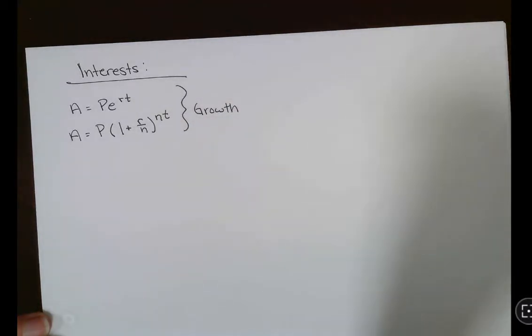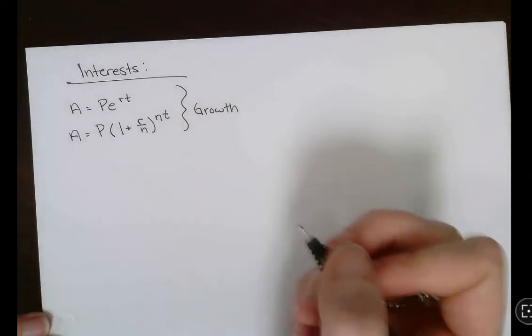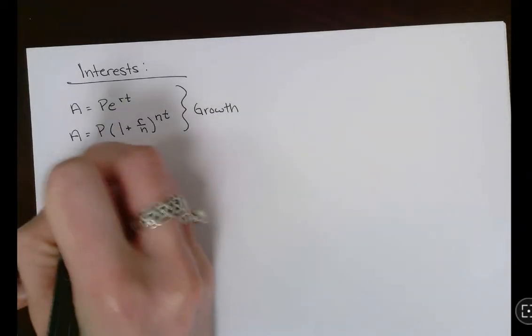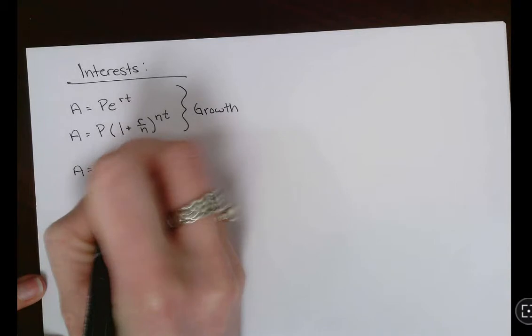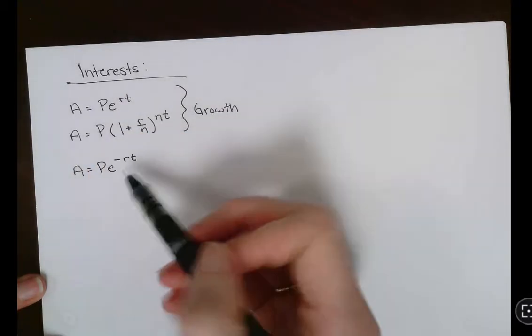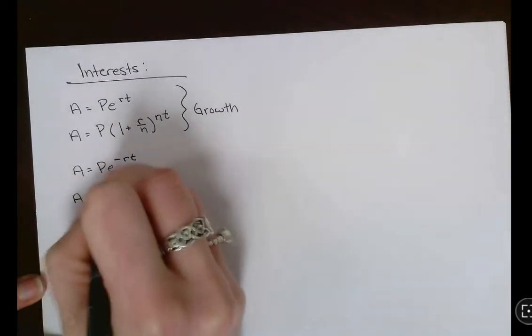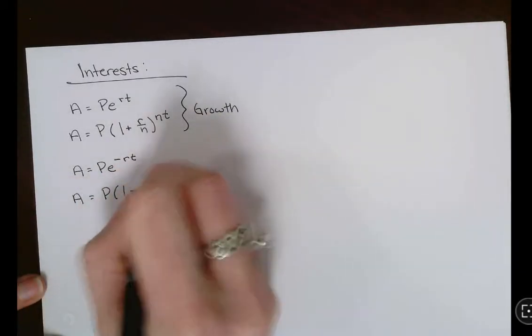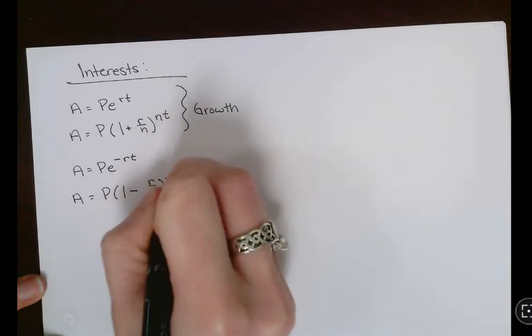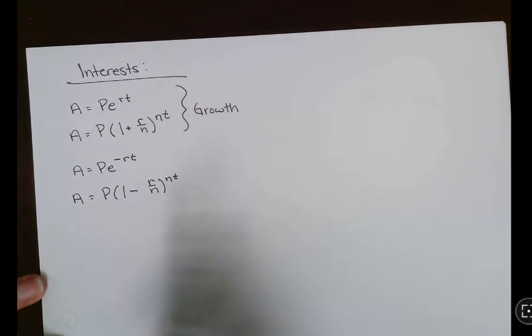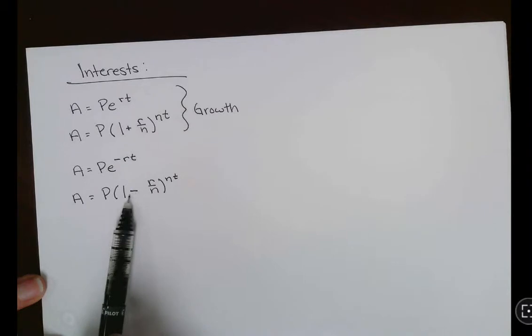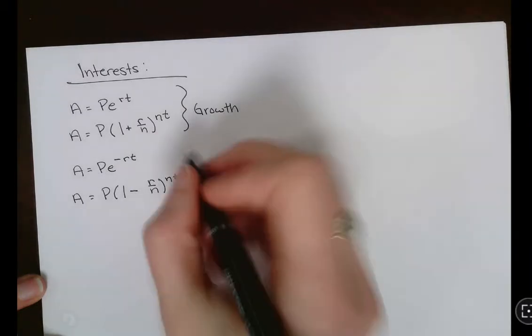Now, if we're decreasing, or we have a decay function, these are going to change a little bit. A equals P e to the negative RT. So that's how we would know that is a decay for our exponentials here. Now, A equals P times (1 minus R over N) to the NT, because now I'm decreasing by this amount of rate. That's why we have our minus sign here. So these are decay.